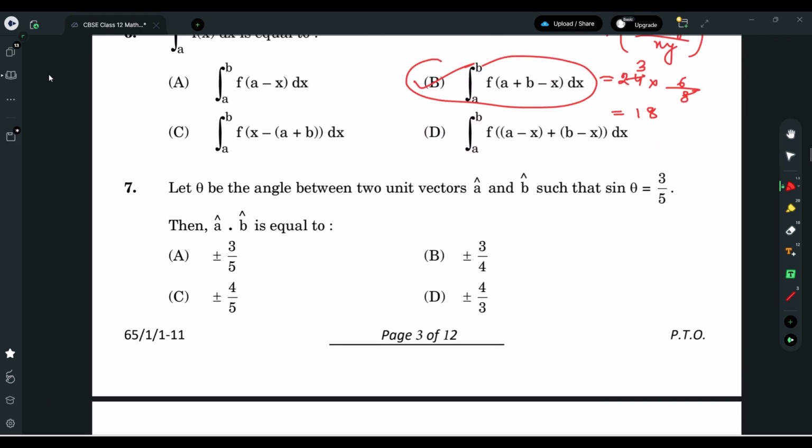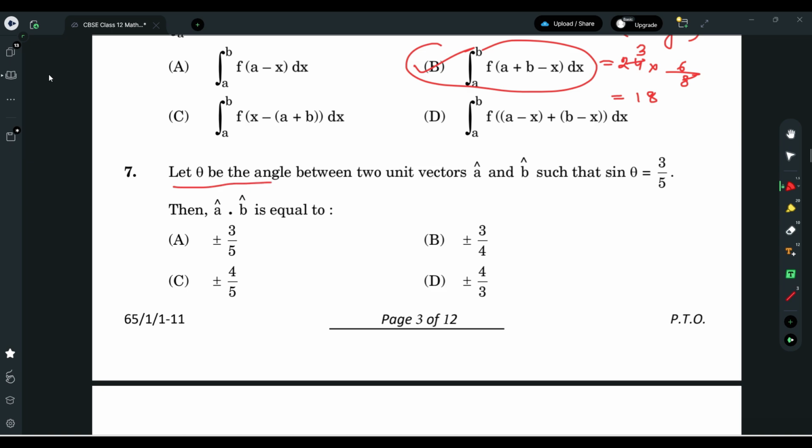Next question. Let theta be the angle between two unit vectors a cap and b cap such that sine theta is equal to 3 by 5. Then a dot b is equal to what? So sin theta is this, then cos theta is equal to root over, plus minus obviously, 1 minus 3 square by 5 square. That means plus minus 4 by 5.